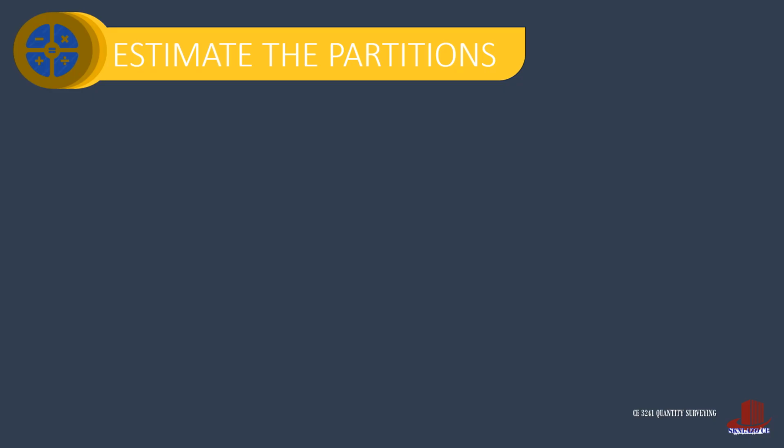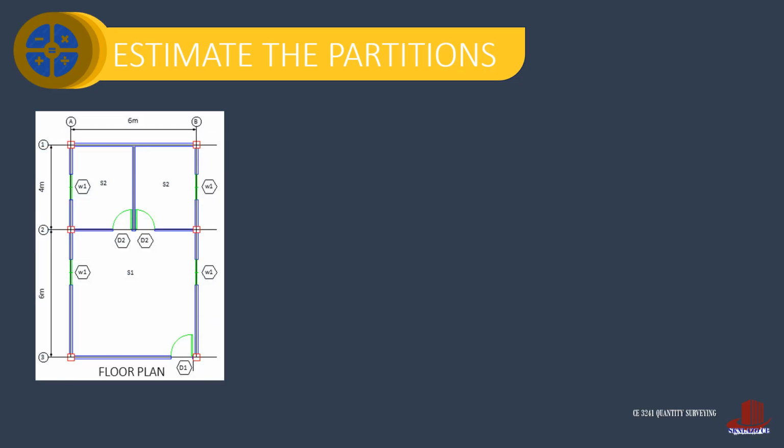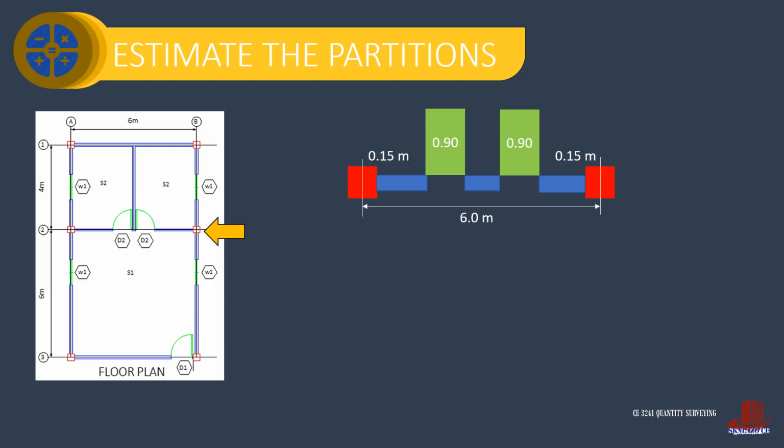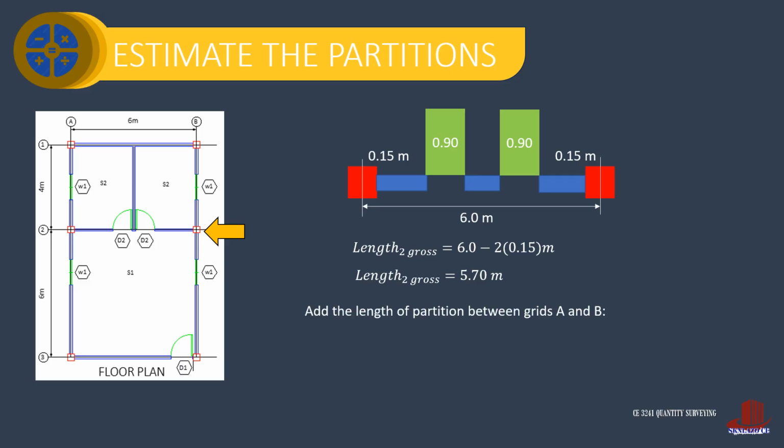Next are the partitions. Use the floor plan again to identify locations of the partitions. In this problem, there is a partition at grid 2, which has a span of 6 meters, but since we are to take out half the width of the columns on both ends, we have the gross length as 5.7 meters. There is also another partition between grids A and B, and its span is 4 meters. So the total length of partitions is 9.7 meters.